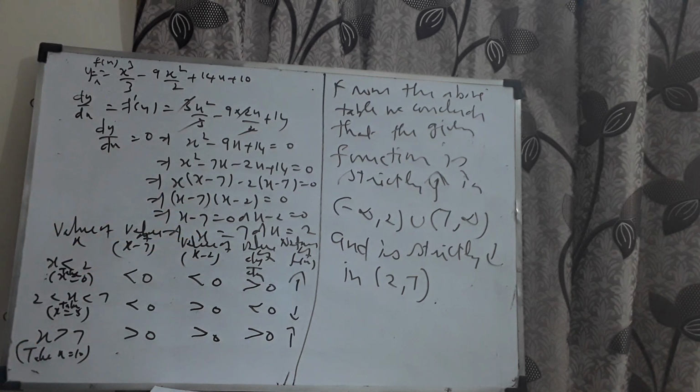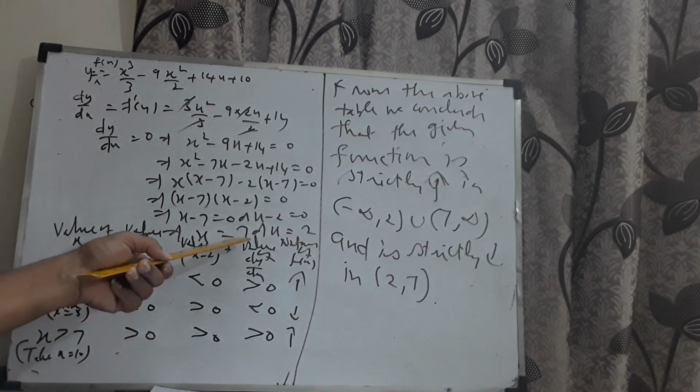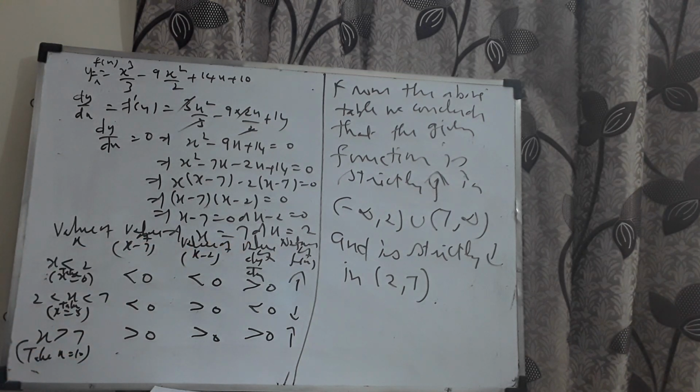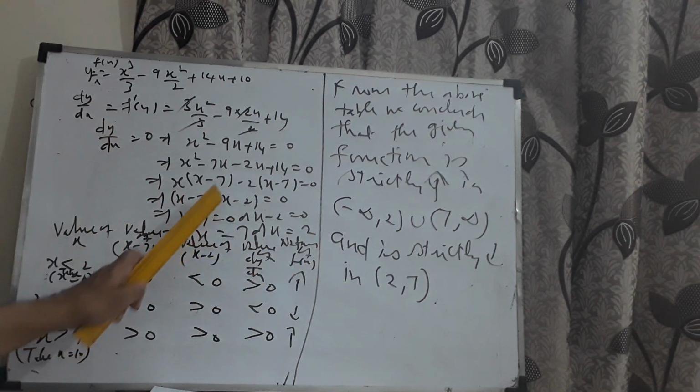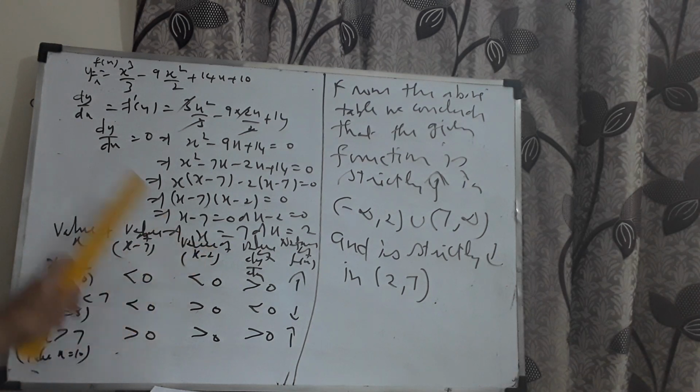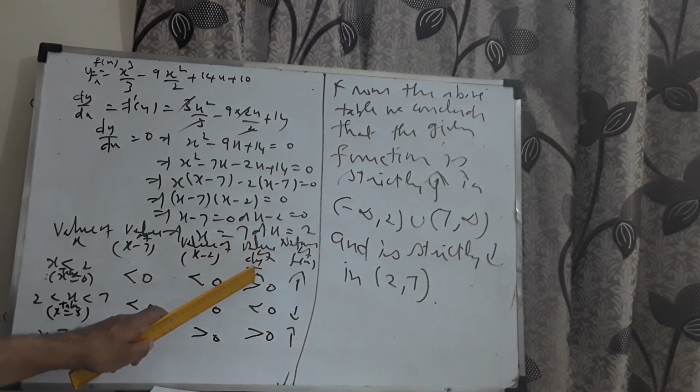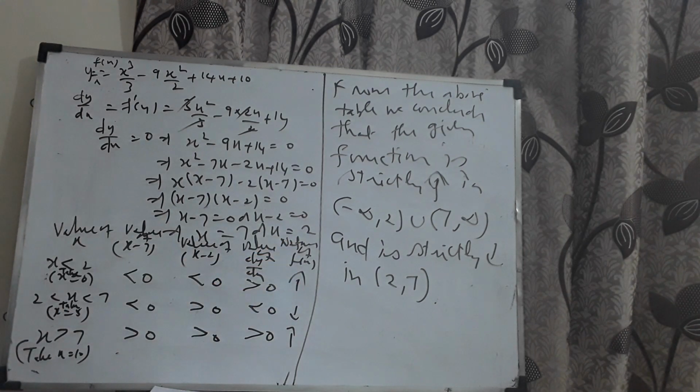Now the whole real line is divided into 3 parts, namely x less than the lower value, x less than 2, x between the lower and upper value, 2 less than x less than 7, and x greater than the greater value, x greater than 7. I'll make a tabular column like this: value of x, value of the first factor x minus 7 of dy by dx, value of the second factor x minus 2 of dy by dx, and the product, which is my dy by dx. And when dy by dx is so and so, what happens to the function? What is the nature finally?